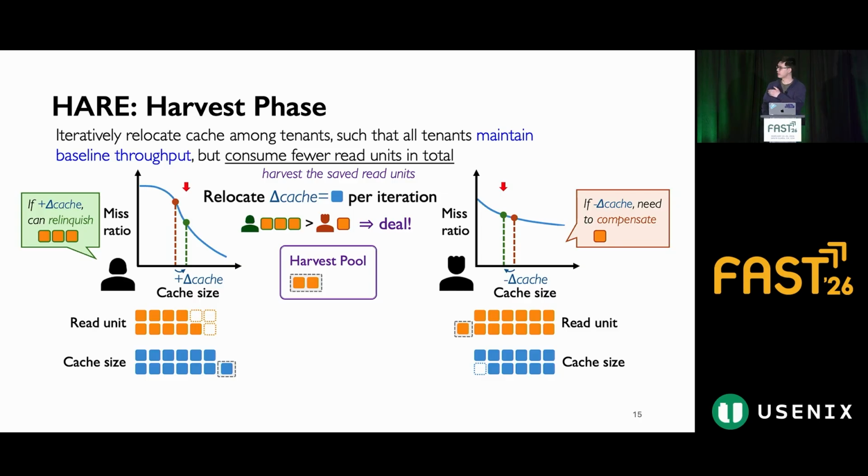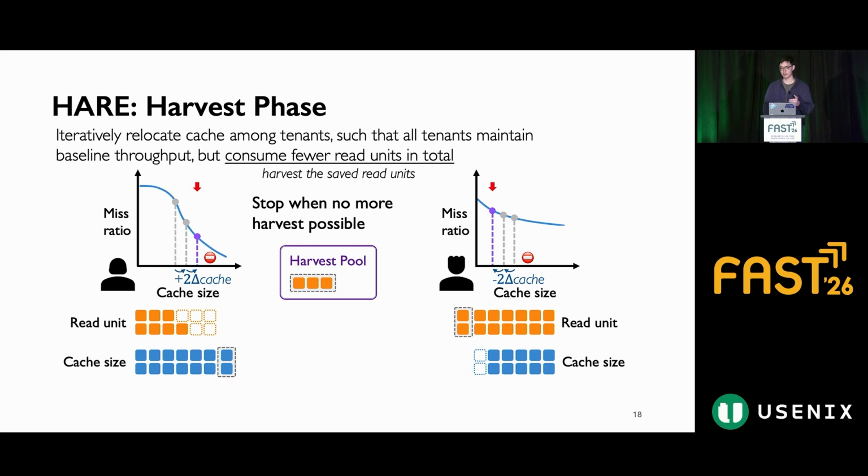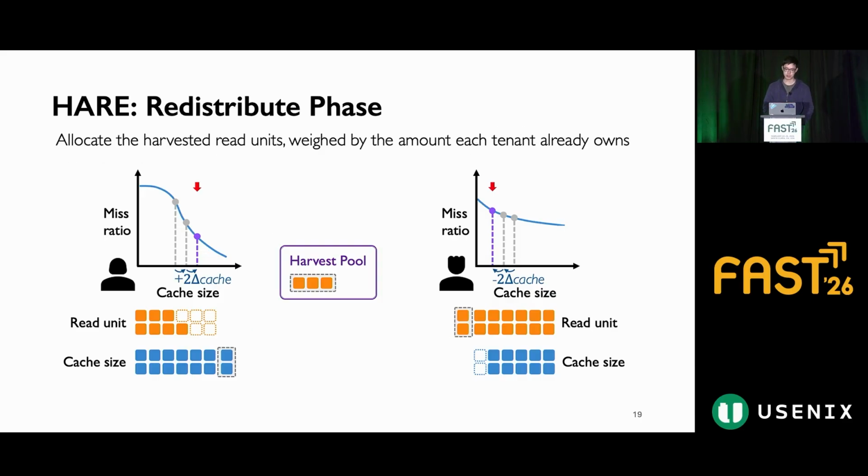Eventually, we exit the deal and we collect the difference in our harvest pool. We repeat this process by relocating one chunk of cache at each iteration. Eventually, we will stop when we find there's no more profitable deal to make. This concludes our harvest phase. After the harvest phase, every tenant will still have the same throughput as their baseline. However, we have extra spare read units to allocate. Then we start the redistribute phase.